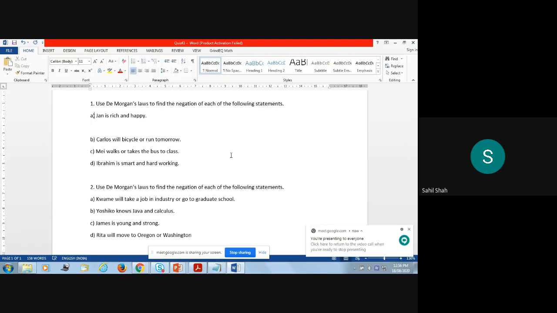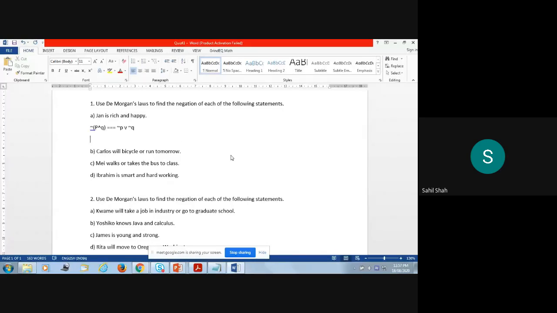I know that and is used. So if I'm using negation, the negation of P and Q is equivalent to negation of P, and conjunction becomes disjunction. So what will be our answer? Let P be the statement, Jan is rich. Q be the statement, Jan is happy. So the negation of this statement will be Jan is poor or Jan is sad. You may write like this: Jan is not rich or Jan is not happy. This is the negation using De Morgan's law. So conjunction has been converted into disjunction.